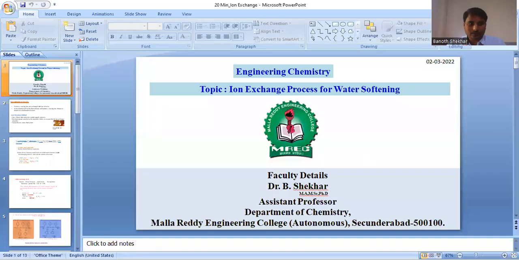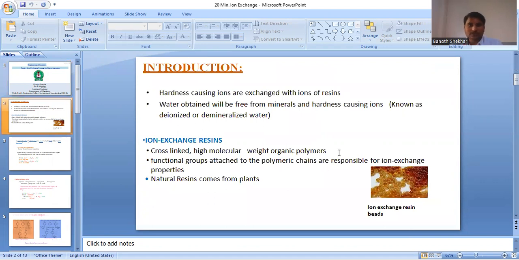As I already said, I am Dr. B Shekar. This is my profile, and here I want to explain one of the methods, that is the ion exchange method. My title is ion exchange, a process for water softening. Coming to the next slide, a little introduction on how we convert hard water into soft water.